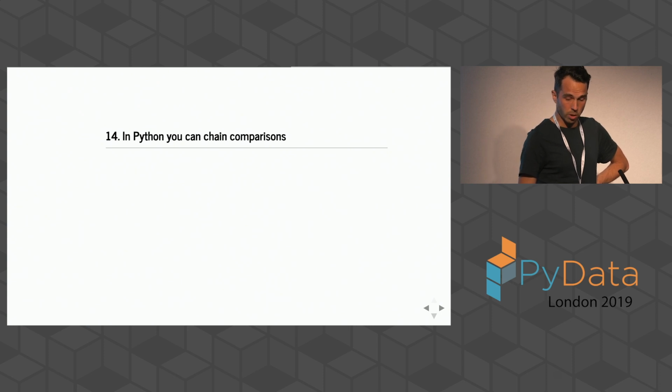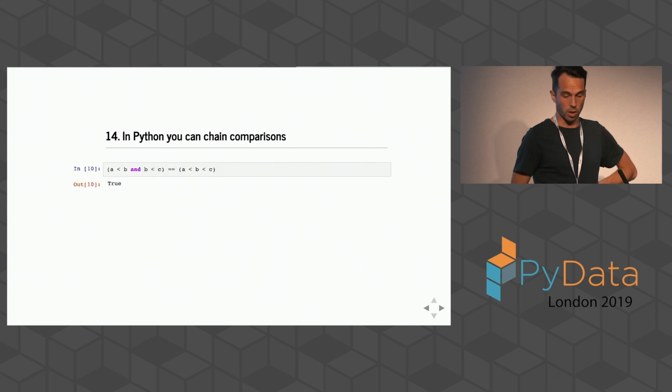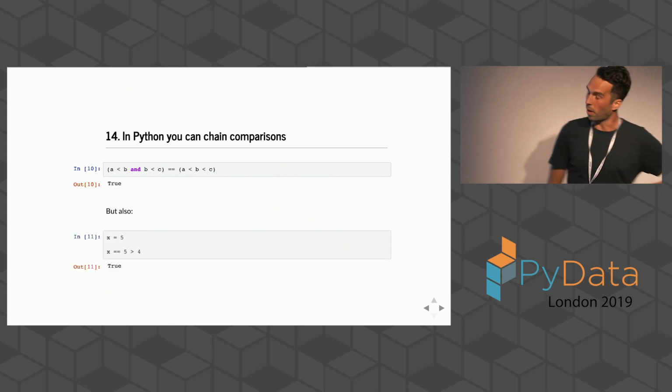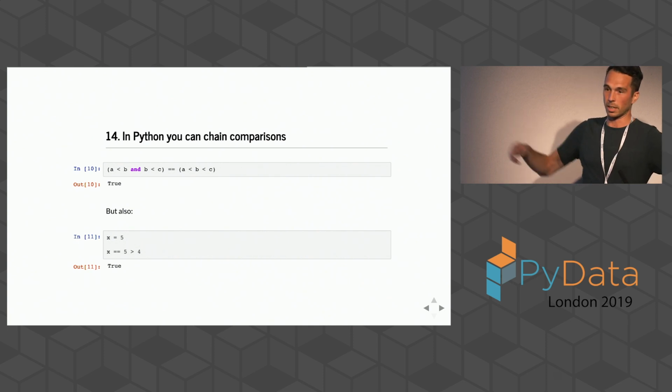In Python, you can chain comparisons. So if you have A smaller than B and B smaller than C, you can do it like this. You can also do this. I found it very surprising. So you can also chain, let's say, equality operators.